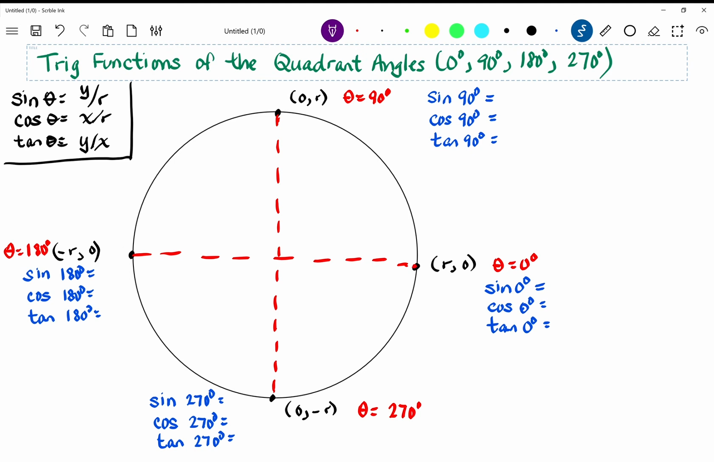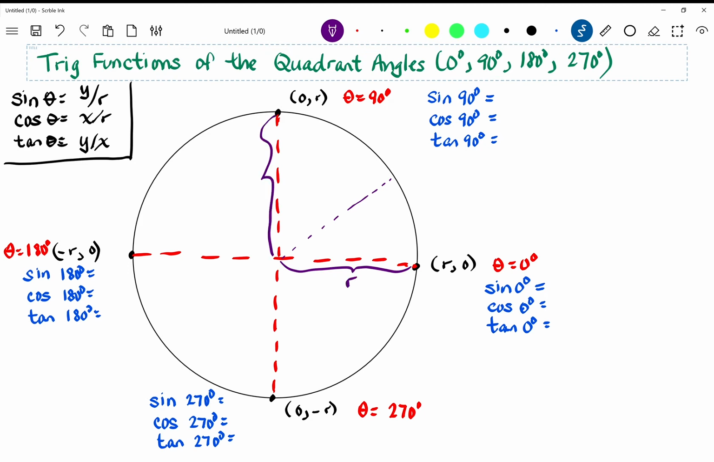Okay, so what we're going to do is look at the trigonometric functions of the quadrant angles, which are 0, 90, 180, and 270. These angles are special because we can't make a triangle from them in the style that we have been doing, when we had an angle such as this here, if this was r. So just keep in mind that all of these distances here are r.